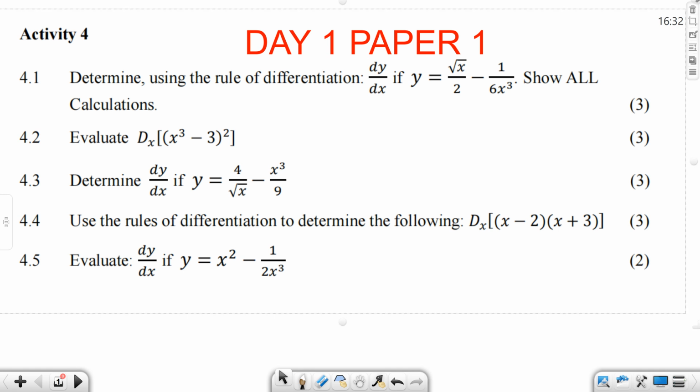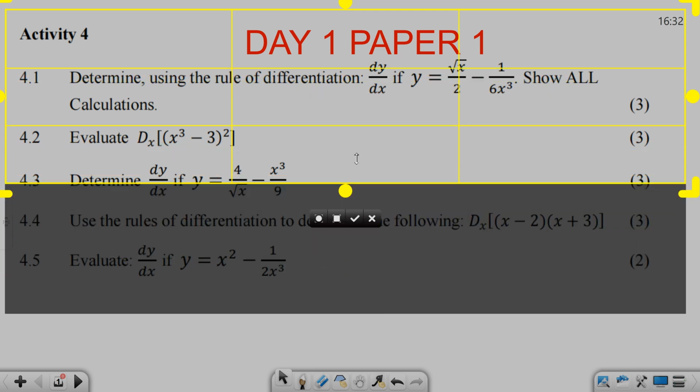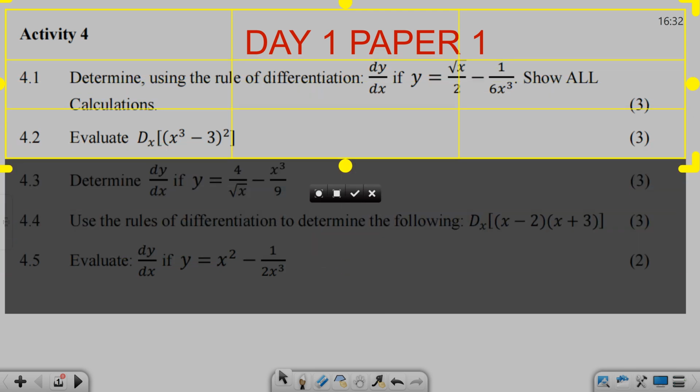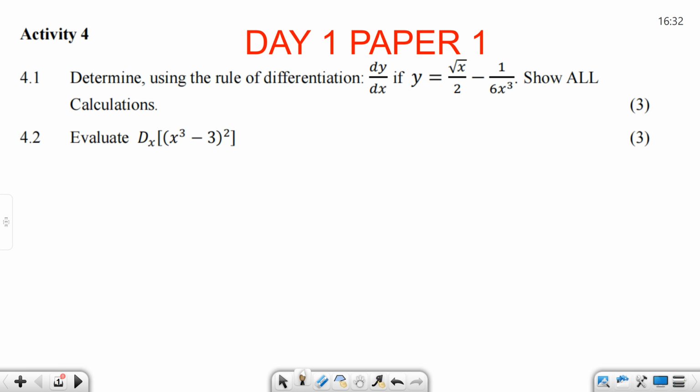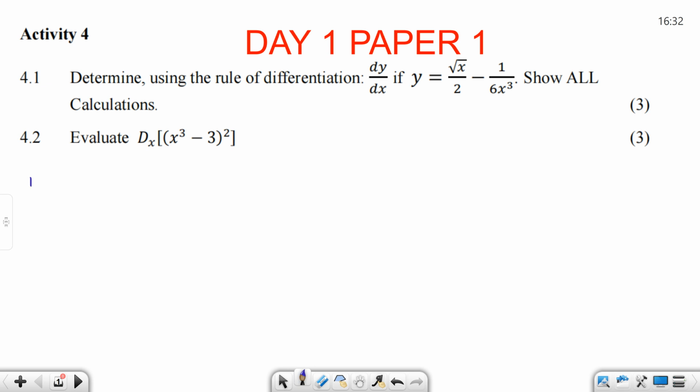If you remember, we said you cannot differentiate until you what? Simplify. Okay, let's look at the first two here, very fast. Number one: y equals root of x over 2 minus 1 over 6x cubed. 3 marks. Number one, you cannot differentiate with a root. And number two, don't differentiate when x is a denominator.